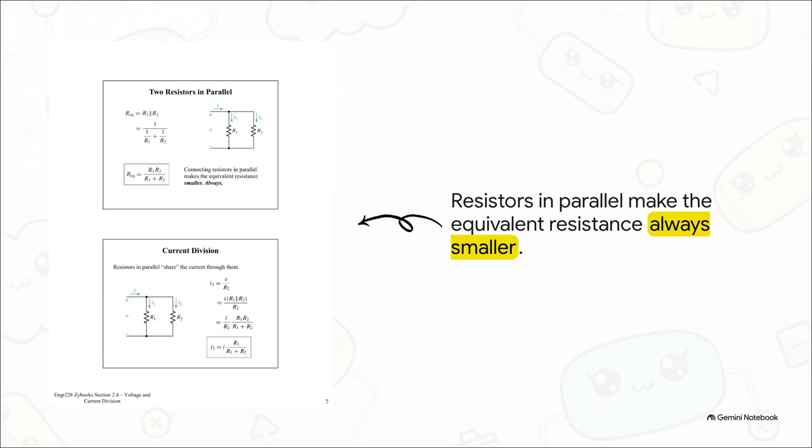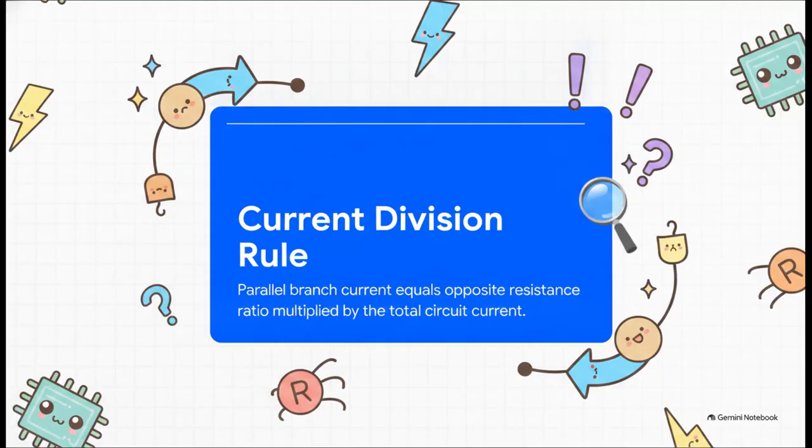Now the really fascinating takeaway is what happens to the resistance. Connecting resistors in parallel actually makes the total equivalent resistance smaller, always. You are literally giving the current alternate parallel paths to flow through, which eases the overall bottleneck. And here's the rule for calculating exactly how that flow splits.